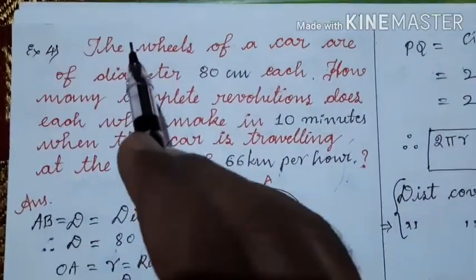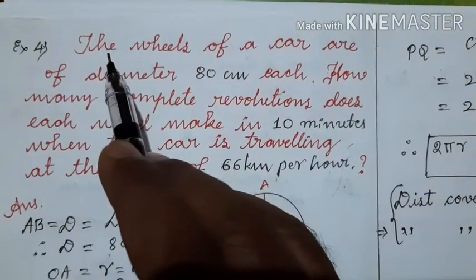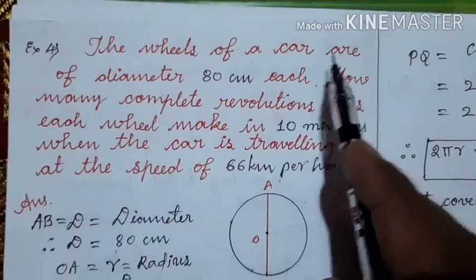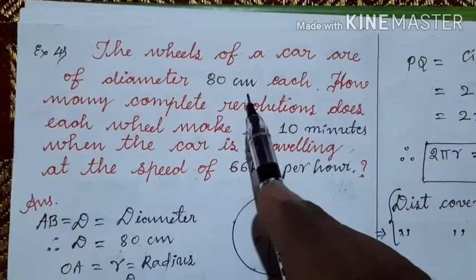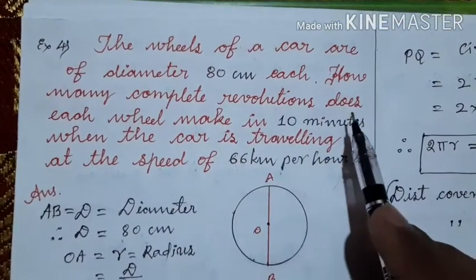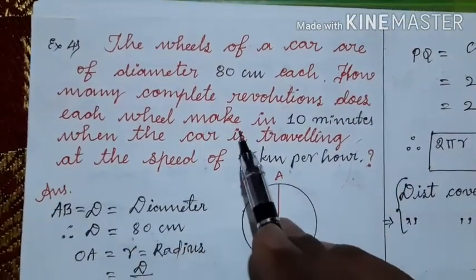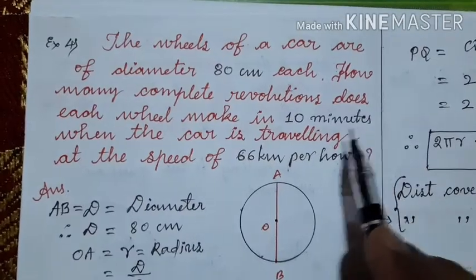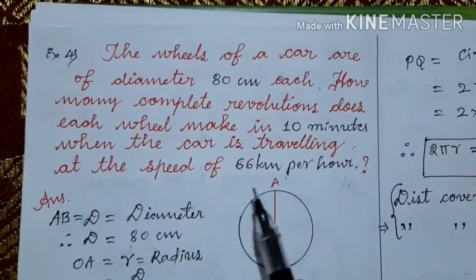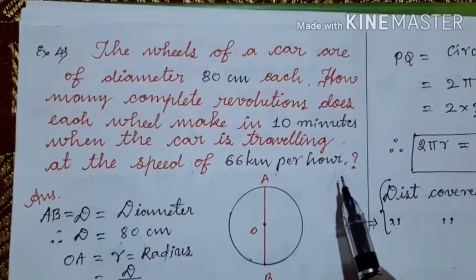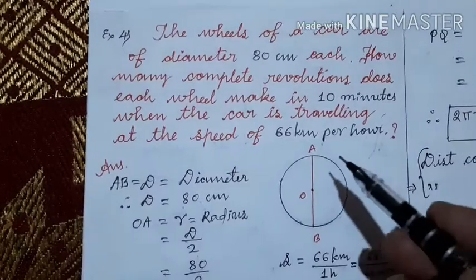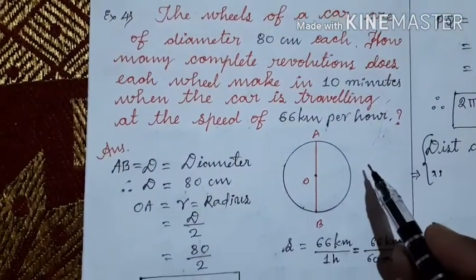Okay, let us come to one more very important question. The wheels of a car are of diameter 80 centimeter each. How many complete revolutions does each wheel make in 10 minutes when the car is traveling at the speed of 66 km per hour? Let us analyze this question properly, children.